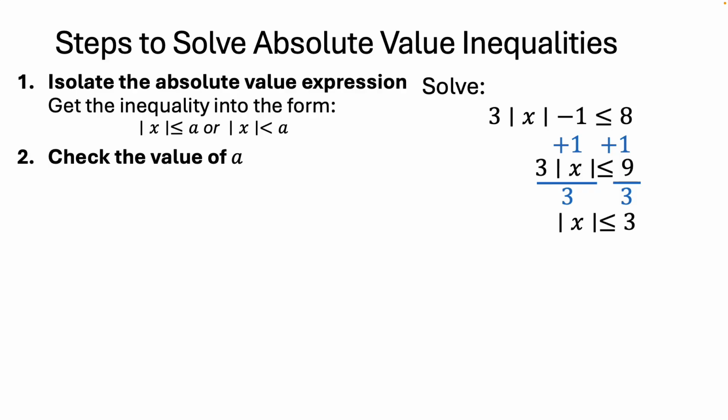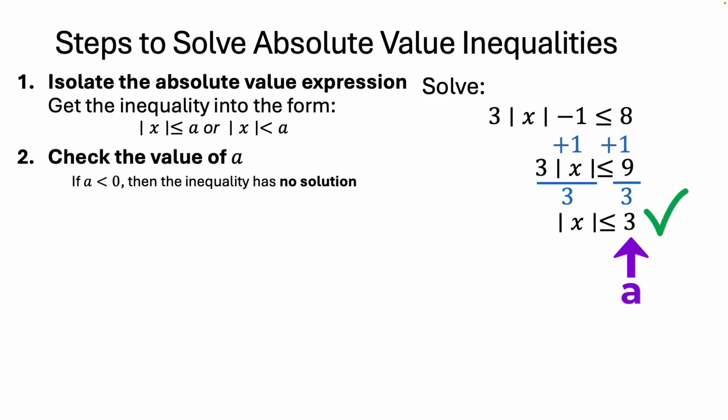The next step is to check the value of a. Remember, if a is less than 0, in other words, if a is negative, then the inequality has no solution. Let's look back at our problem. We have x is less than or equal to 3, so that value of a is 3. 3 is positive, so we know that this will have a solution.